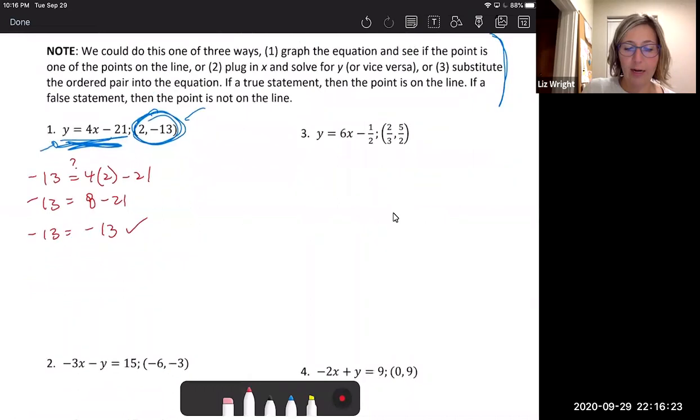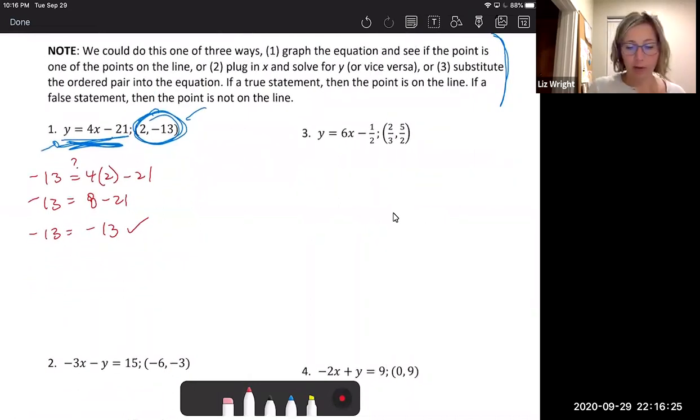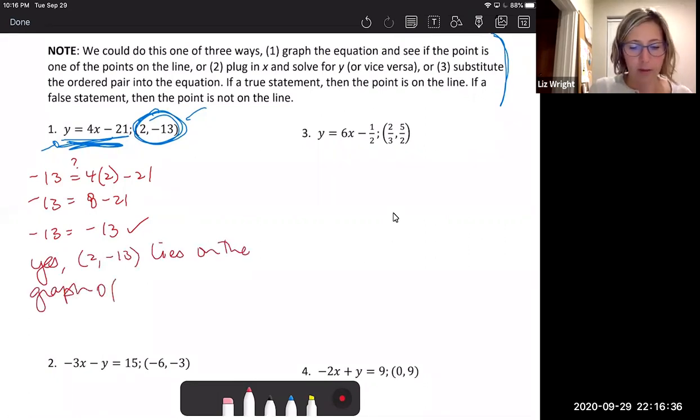For this one, I want you to say yes, (2, -13) is on the graph of y equals 4x minus 21. The other ones we're just going to write yes or no, but this one I want you to write out the full meaning of it. So let's check. We're going to do number 3 together.